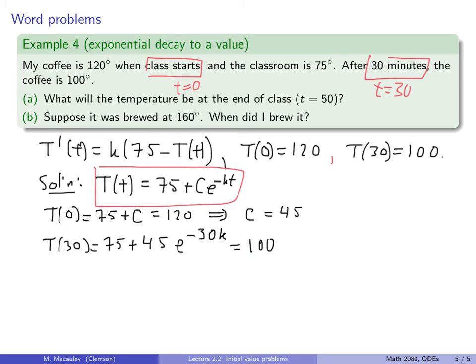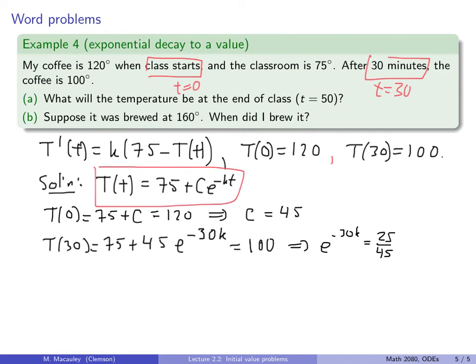Let's subtract 75 from 100, that's 25. Divide by 45, that's 25 over 45. So I'm going to write this as e to the minus 30k equals, what did I say? It was 25, not 24, 25 over 45, which simplifies to 5/9.